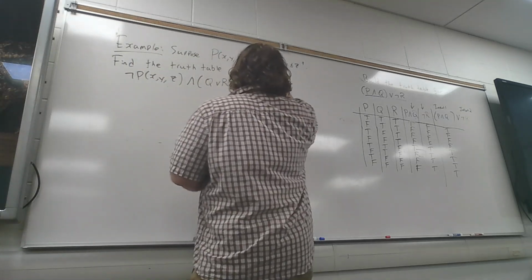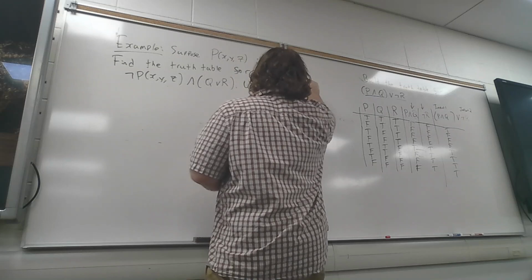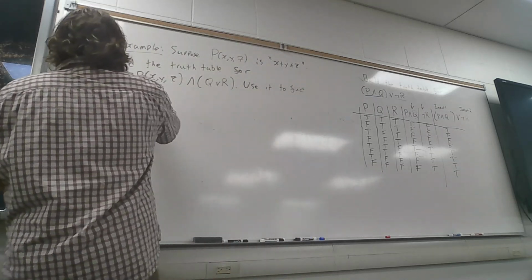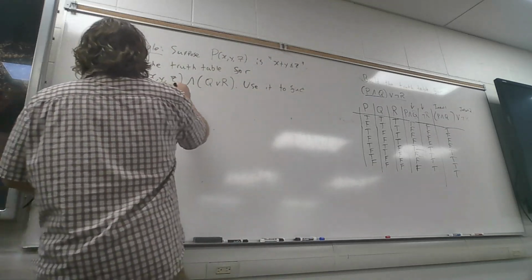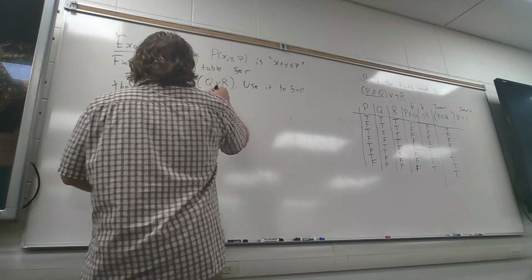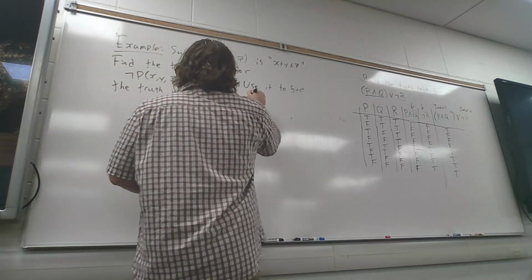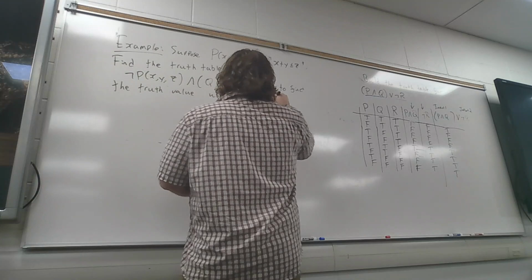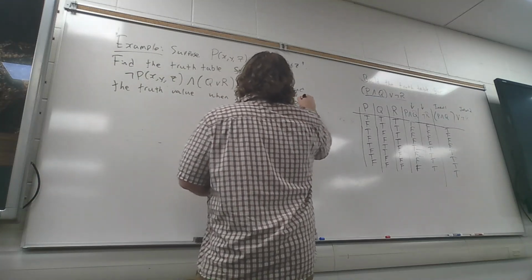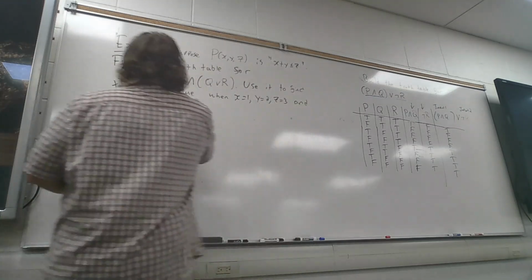but then let's use it to find the truth value when X is 1, Y is 2, Z is 3, and R is false.